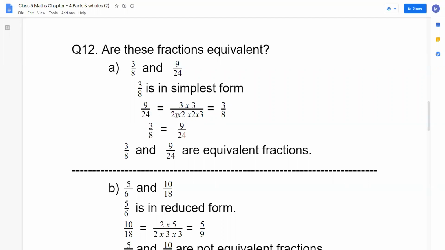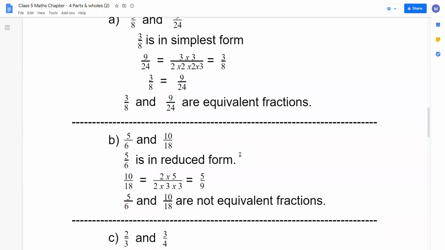So 9 upon 24 equals 3 by 8. That is, 3 by 8 is the reduced form of the second fraction. The first fraction is 3 by 8. So the reduced form of the second fraction is equal to the first fraction. So we can write 3 by 8 is equal to 9 by 24. Both are equal, so we can say 3 by 8 and 9 by 24 are equivalent fractions.